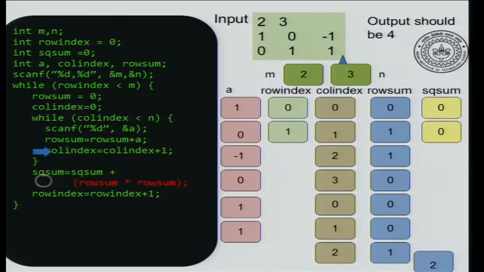So once you read the second row, you will find that the row sum is 2 and square sum would be square sum plus 2 squared, which is 4. Okay. After you do that, you increment row index and row index becomes 2, which is equal to the given row count. So, you exit the loop. Okay. So, we have correctly computed the sum that we wanted.